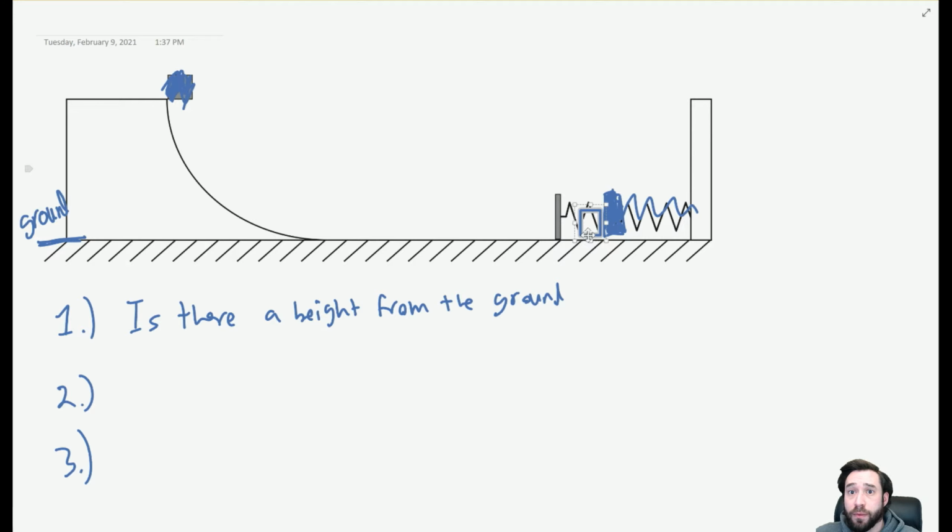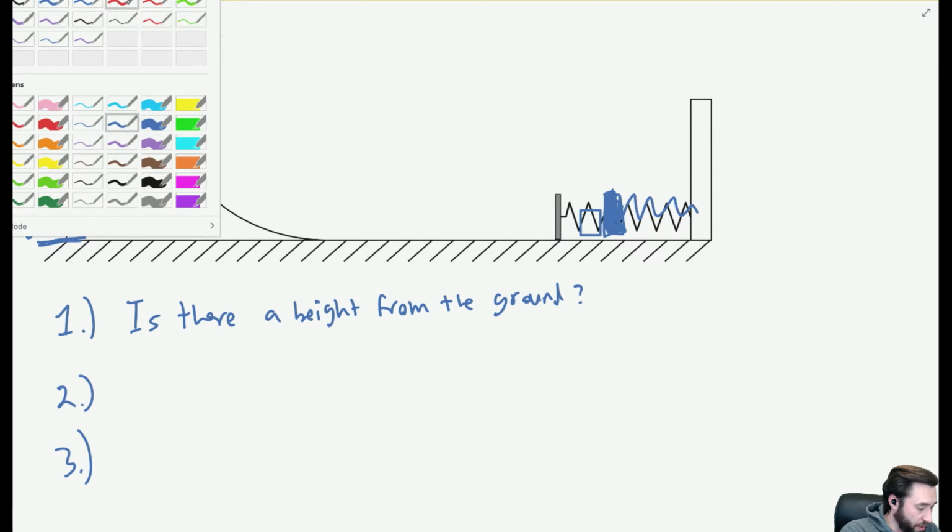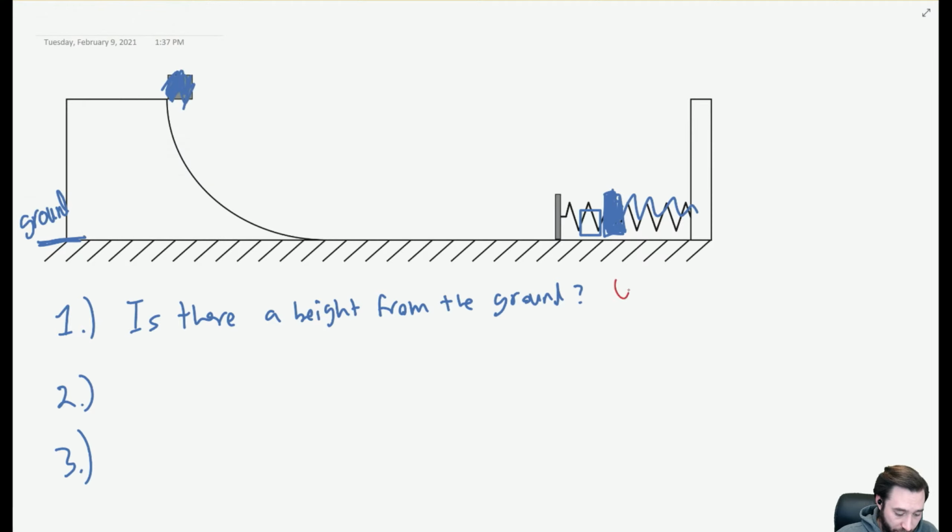Okay. So at state 1, is there a height from the ground? Now this question is designed to help you figure out, is there U-grav present? So is there any gravitational potential when the box is at state 1? No. It's going to be touching the ground, so there's no height from the ground, so there's no gravitational potential.